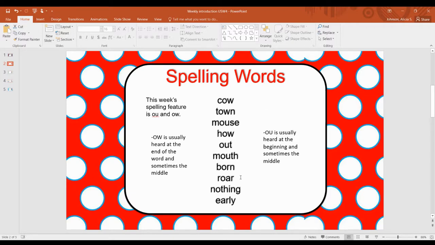So these are our words. I want you guys to practice reading these and spelling these. You can do rainbow writing. You can practice writing them in a sentence, spelling them out loud. Maybe you could go out on the driveway and do some sidewalk chalk and practice writing these words.